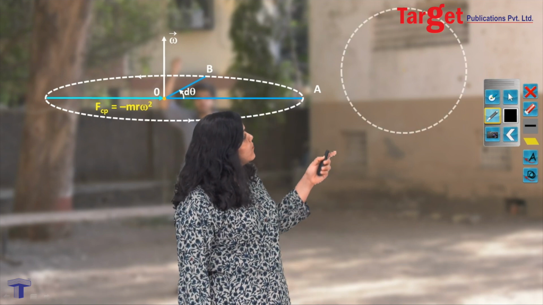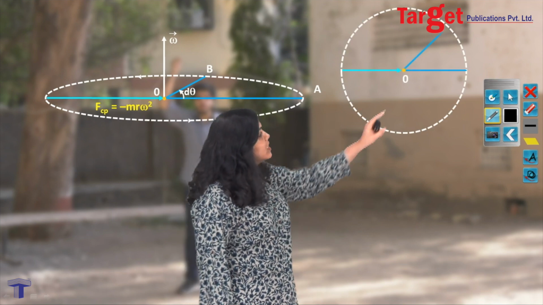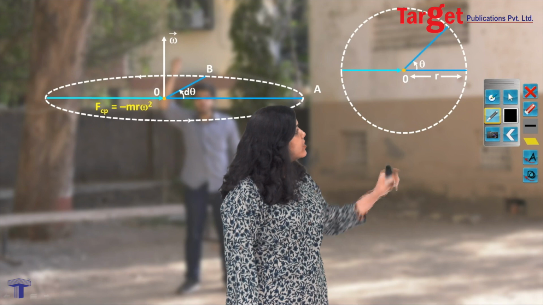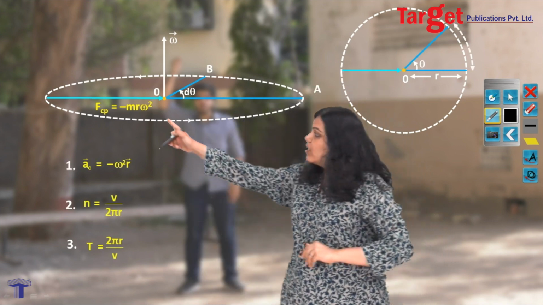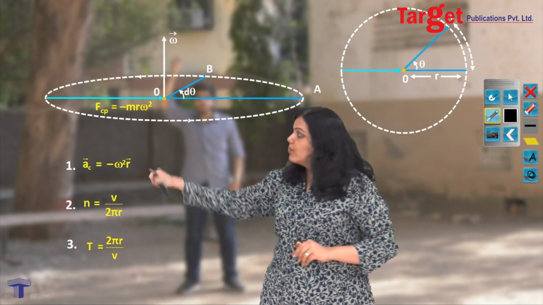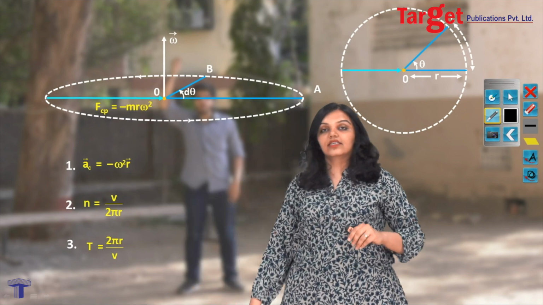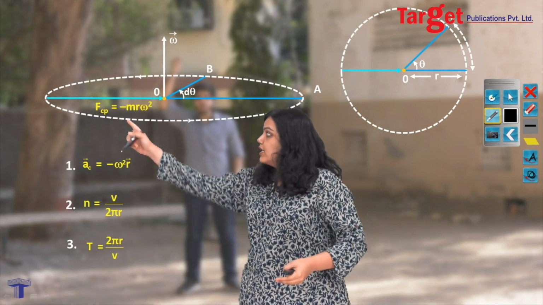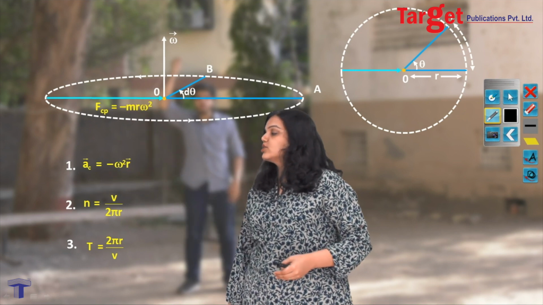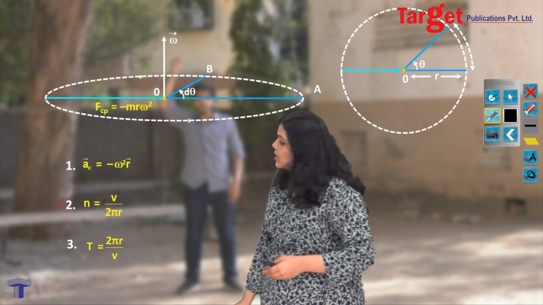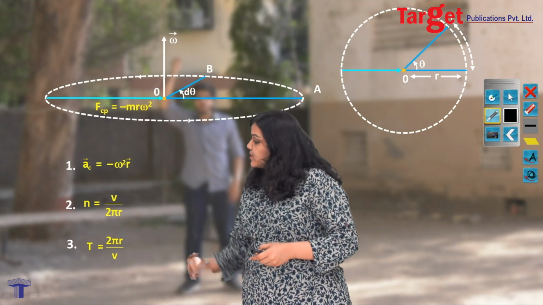Let's look at the top view of this circle. This is how it looks. This is the center. You have the centripetal force acting inside. So this is nothing but the formula for the centripetal force. From here we can get the formula for acceleration, that is centripetal acceleration, because force is mass into acceleration. So you just drop the m and you get acceleration, minus omega square r. Here you can see this is centripetal acceleration.